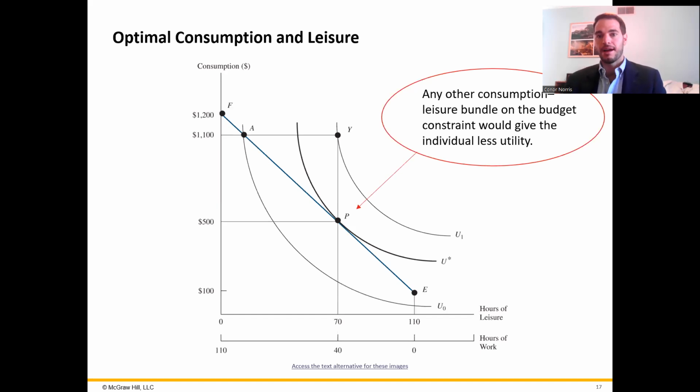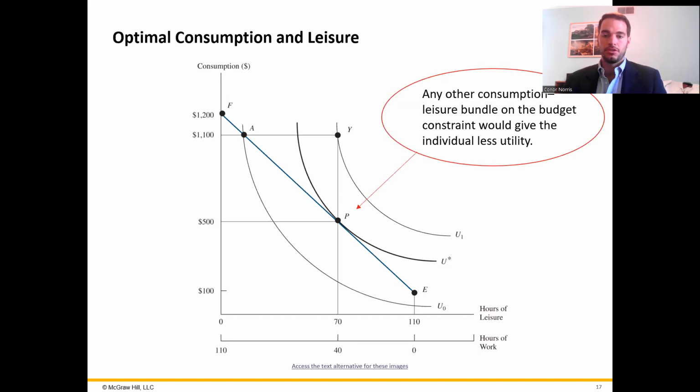So here we have a graph to illustrate what's going on. We're combining our budget line, our budget constraint, with indifference curves. So the line FE is the budget line, which takes into account the individual's wages and their non-labor income. The indifference curve U star is the best indifference curve for this individual. So we can see that the budget line is tangent to the indifference curve U star at this point P that the arrow is pointing to.